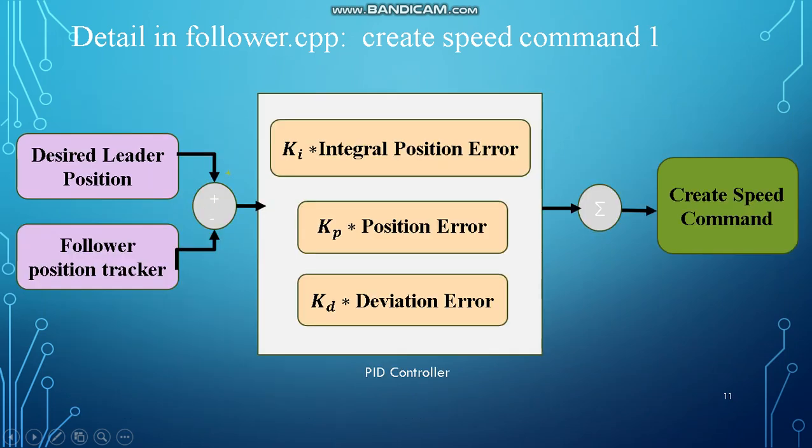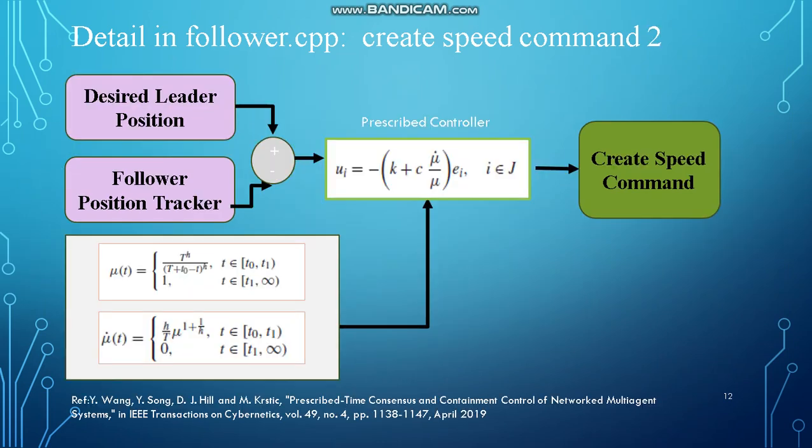In the following I will talk about the create speed command. I will use two different methods. PID controller is the first one. I use the desired leader position and follower position tracker. I use the position error, position error derivative, and integral with some coefficients to create a control command.